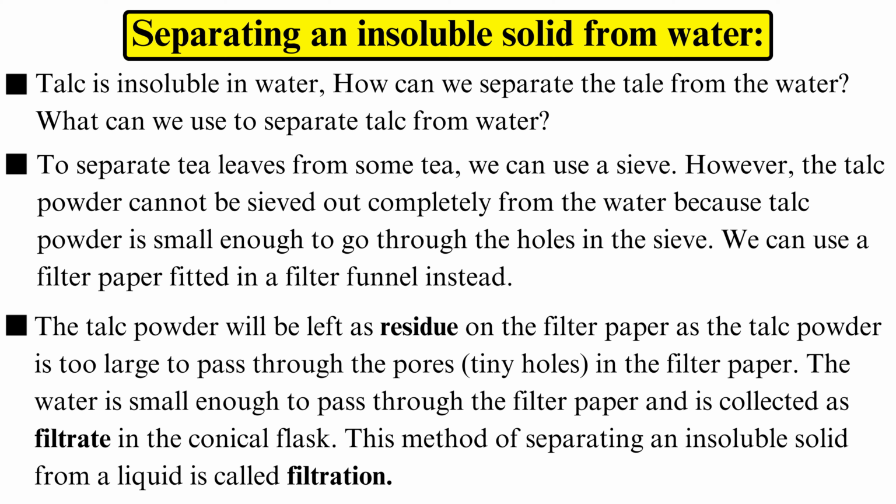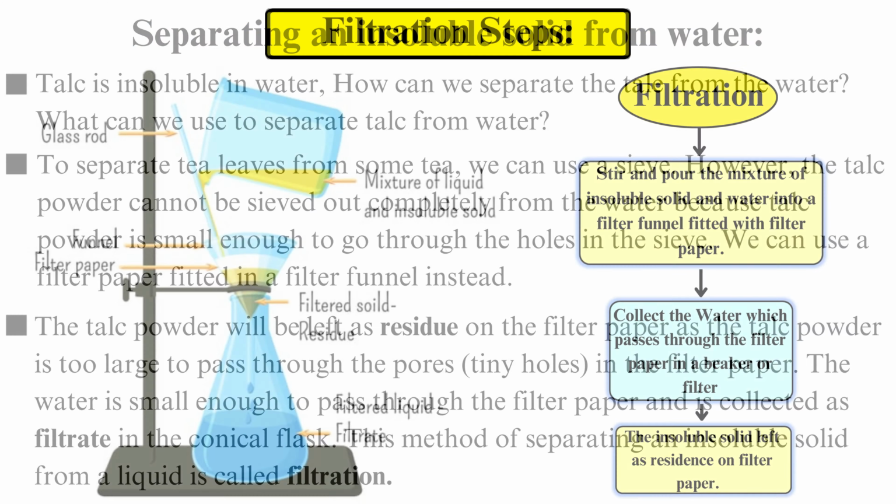We can use a filter paper fitted in a filter funnel instead. The talc powder will be left as a residue on the filter paper as the talc powder is too large to pass through the pores, tiny holes, in the filter paper. The water is small enough to pass through the filter paper and is collected as filtrate in the conical flask. This method of separating an insoluble solid from a liquid is called filtration.